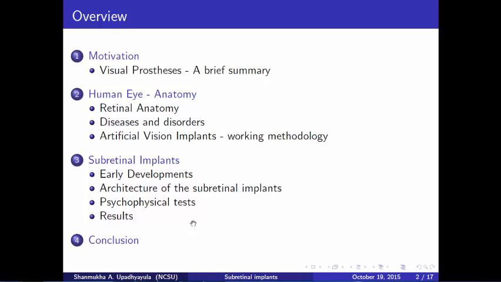Then the third section deals with subretinal implants, wherein we'll be talking about the architecture of the subretinal implants and how it is aiding the subjects who were implanted with these in restoring the vision. So if time permits, at the end of the presentation we'll probably take a look at a couple of videos, and then the fourth section is the conclusion, where we conclude the presentation by presenting an analysis of advantages and disadvantages.